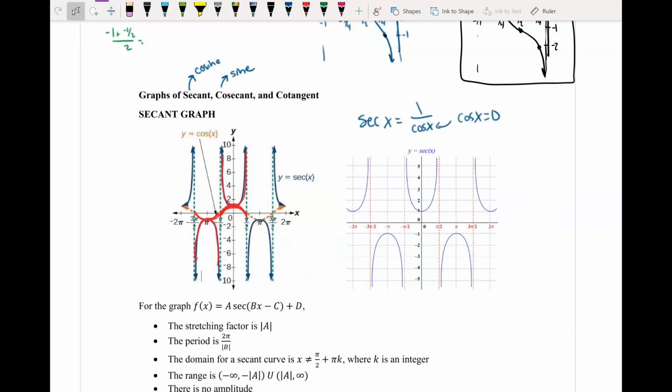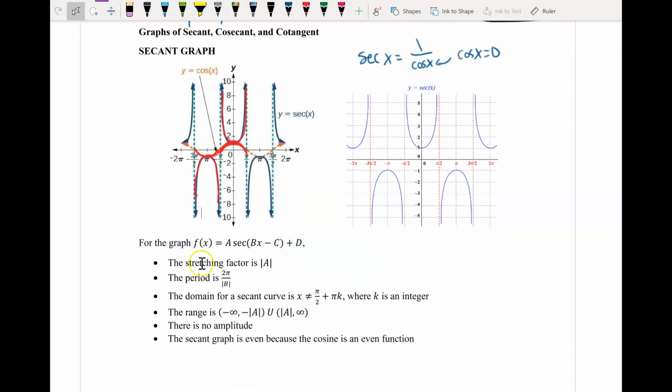So here, a couple of key features. The stretching factor is the absolute value of a. If you have a, or amplitude, there actually is no amplitude here. The period is back to being 2 pi over b, same thing. The domain for the secant curve is everywhere except where x is not equal to pi over 2 plus pi k, which is very similar to the tangent curve.